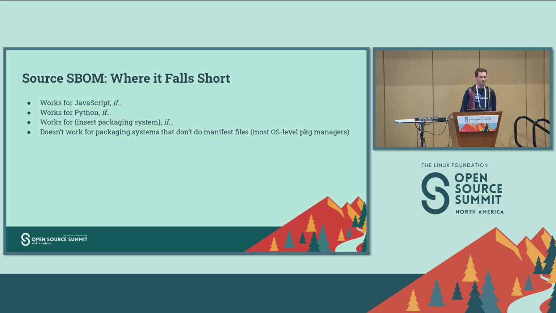So the problem with the source SBOM approach, well, it does work for JavaScript with some conditions. It does work for Python with some trickier conditions. And the same could be said for most packaging systems, except for those that do not even have the concept of a manifest file where the user would declare the dependencies. And this would be most of the operating system level package managers, such as RPM, used by Red Hat Linux and others. But for those, the analyzed SBOM approach tends to work pretty well.